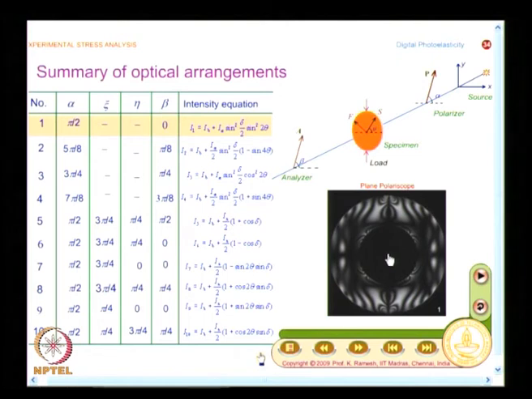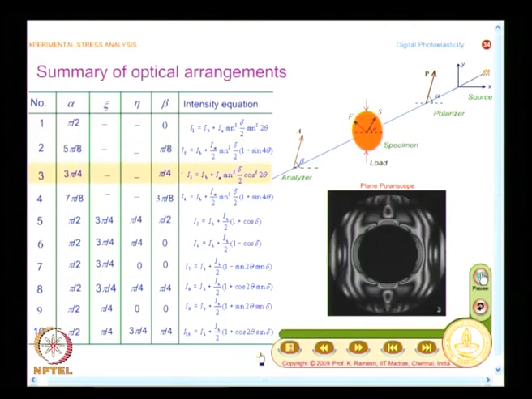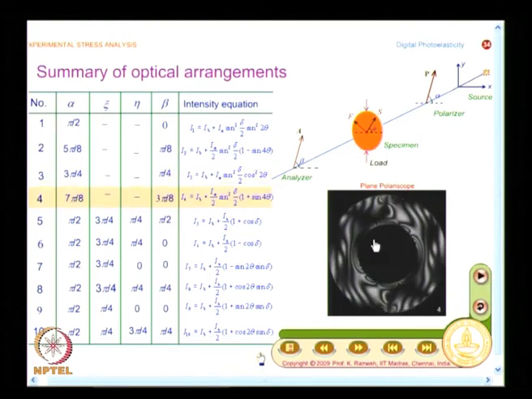So, we will go one after another. I keep the analyzer at 0, beta is 0 and alpha is pi by 2, that is, the polarizer is at pi by 2. This is nothing but your 0 degree isoclinic, that is what you see here. Then I go to the next arrangement, I have pi by 8 isoclinic, and then I go to pi by 4 isoclinic, then I go to 3 pi by 8 isoclinic.